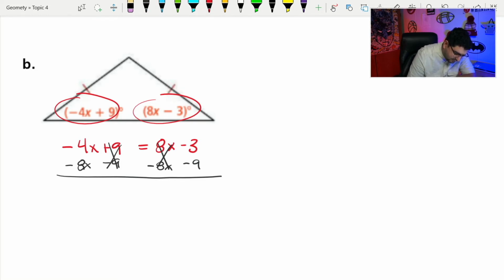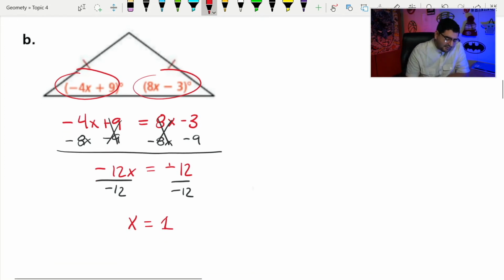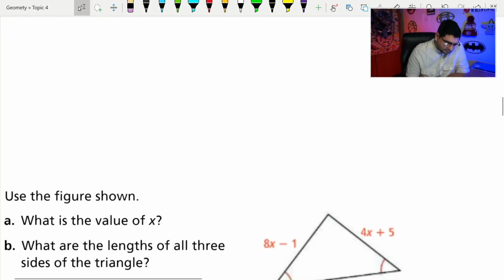I could then divide by, let me actually rewrite this in red so we can differentiate our steps. Negative 12. I can then divide by negative 12 on both sides, and I end up getting x equals 1. And we've solved both of these for x. Pretty nice, pretty easy, pretty straightforward. So that's how we use this theorem to help us find angles.